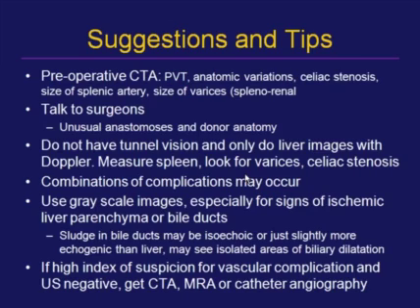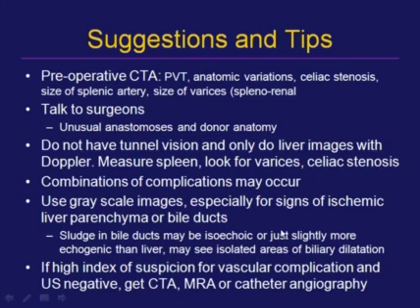So, suggestions and tips for dealing with the hepatic artery and portal vein after liver transplant. In the preoperative period, CTA should be performed to look for all kinds of variations in vascular anatomy, any varices, figure out the size of things. You need to talk to the surgeons and find out what they did and if there was any unusual anatomy. And then when doing imaging afterwards, don't just look at the liver. You need to look at the spleen, look for varices, look for various kinds of stenoses such as the celiac axis. And remember that complications can occur in combinations.